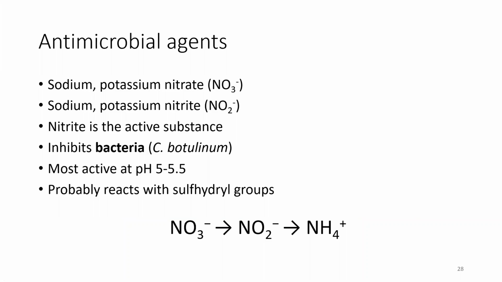Next, we have nitrates and nitrites, and I already mentioned they're added to inhibit Clostridium botulinum. So the active form is the nitrite. Remember that? The active form is this NO2. Sometimes nitrates are added, but that would be only if, during the fermentation process of that meat, they're going to be converted to nitrite.